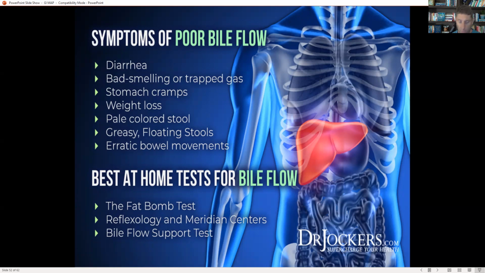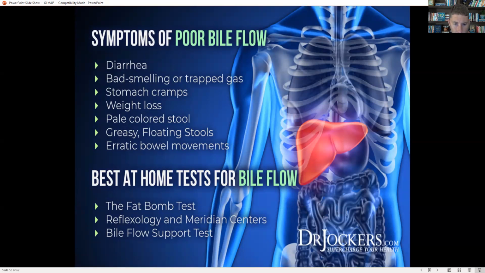Reflexology and meridian centers and a bile flow support test. I didn't have a slide for the reflexology or meridian centers, but it's kind of like this little gap right in between your thumb and your first finger, that little web, right? Sometimes if you have pain in there when you're rubbing in there, that can be a sign. And then again, I talked about the shoulder blade area.